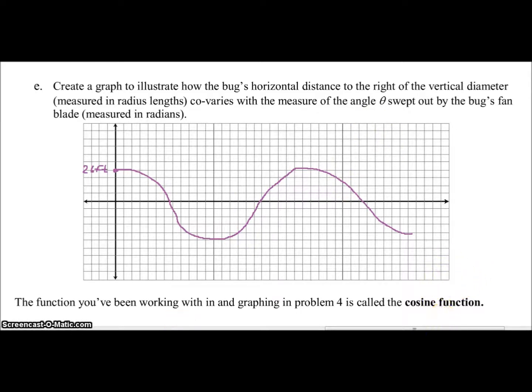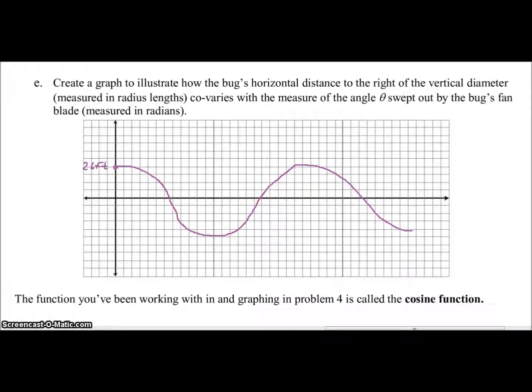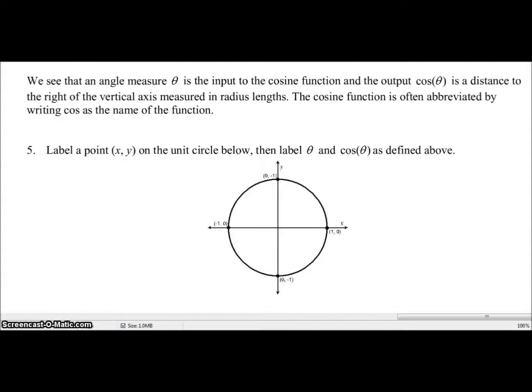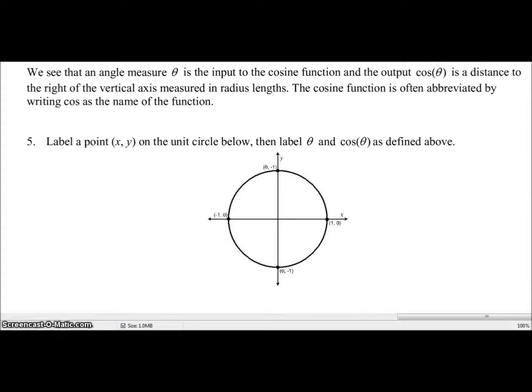It says the function that you've been working with and graphing in problem 4 is called the cosine function. A function that relates an angle of rotation of a point xy on the unit circle measured from the 3 o'clock position to the distance of that point to the right of the vertical axis measured in number of radius lengths, radii, is referred to as the cosine function. We see that the angle measure theta is the input to the cosine function, and the output cosine theta is a distance to the right of the vertical axis measured in radius lengths. The cosine function is often abbreviated by writing COS as the name of the function.